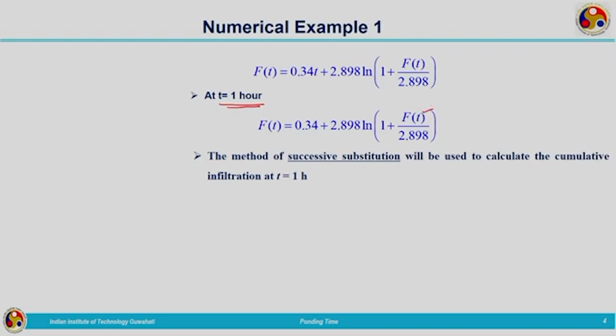We are going to solve this particular equation by the method of successive substitution for the calculation of infiltration at t is equal to 1 hour. So, first, there should be an assumption for the value of F of t. By substituting that value on the right hand side, we will calculate the F of t on the left hand side. If both of them are matching, our assumption is correct.